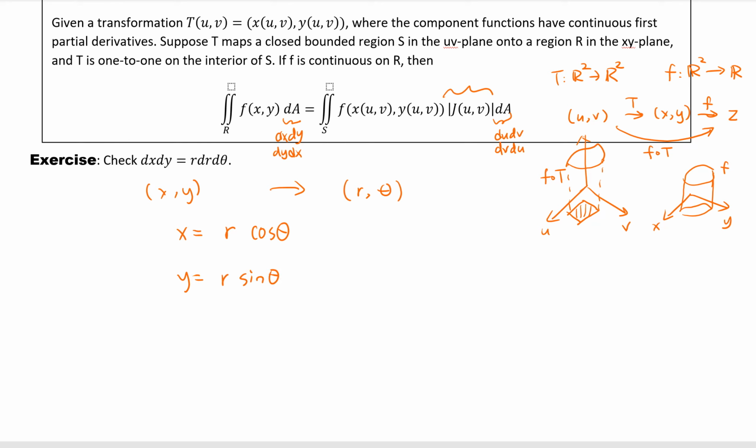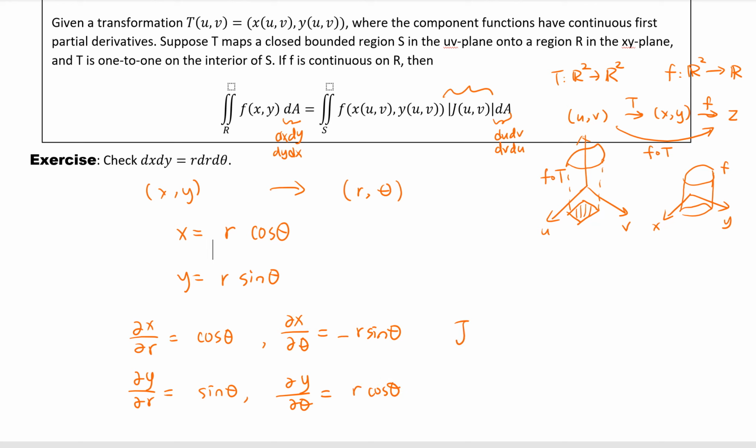So we want to compute the Jacobian determinant. What's partial x partial r? The derivative with respect to r gives cosine theta. What is partial x partial theta? The derivative of cosine is minus sine, so minus r sine theta. What's partial y partial r? That's sine theta. What's partial y partial theta? The derivative of sine is cosine, so r cosine theta.